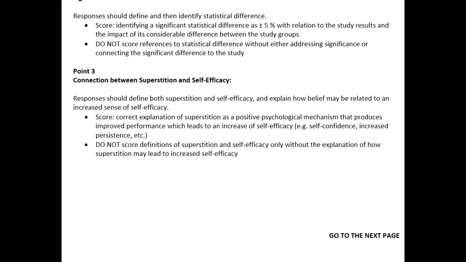The last point for part A is the connection between superstition and self-efficacy. The responses that receive a score should talk about superstition as a psychological tool that sometimes produces better performance just because kids believe in themselves. They have that self-confidence, or they try harder, their persistence is greater, etc. Students should not receive a score if they just discuss the definition of one or both of the terms, and if they don't connect it back to how self-efficacy is possibly increased.